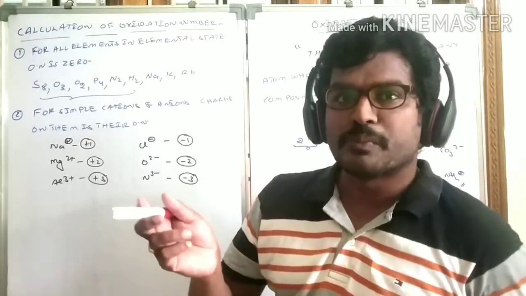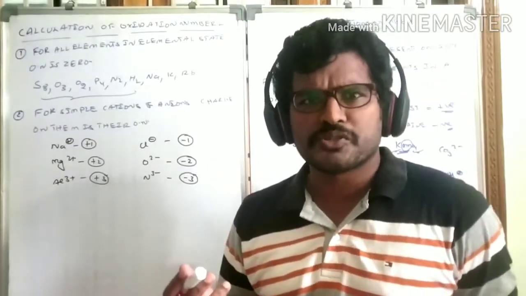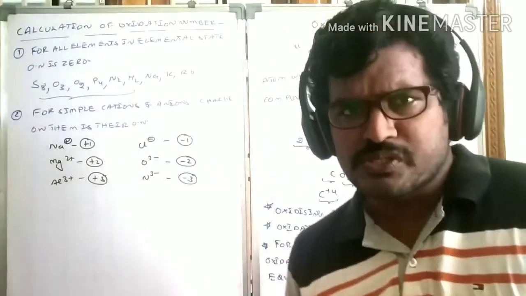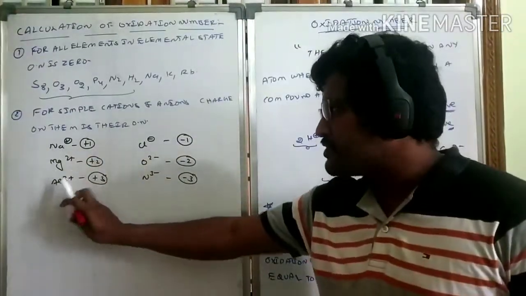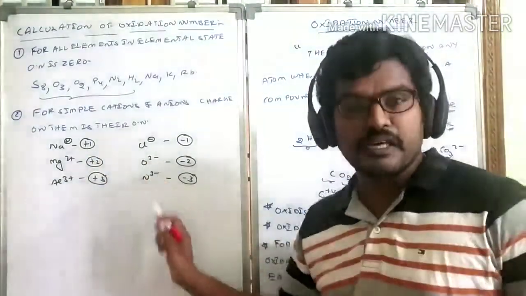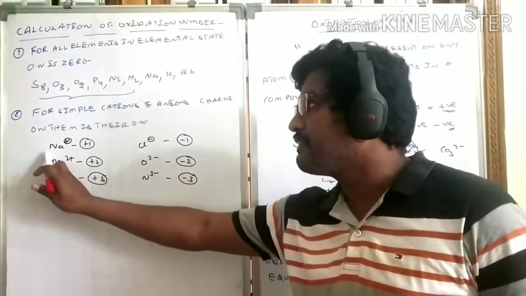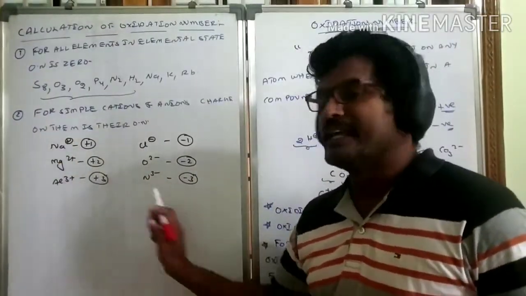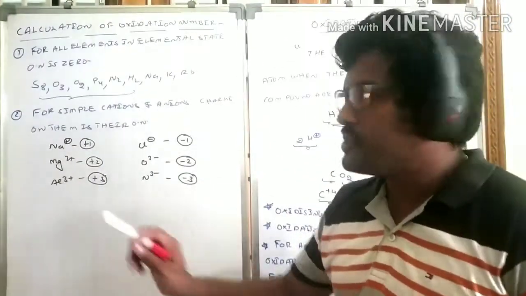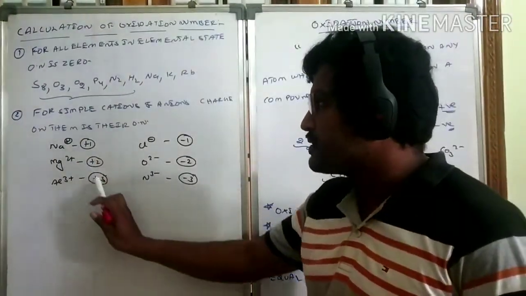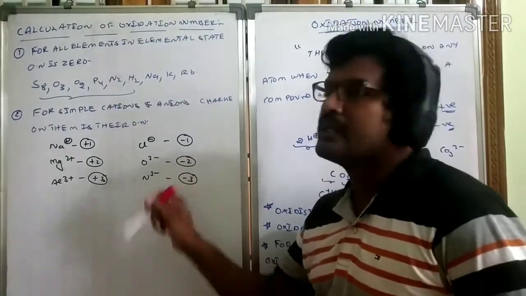If you take OH-, what is the oxidation state of oxygen? It is not equal to -1. Simple cations or anions means single cation or single anion, ions having a single atom, are known as simple ions. For simple ions, the oxidation number is equal to the charge present on them.